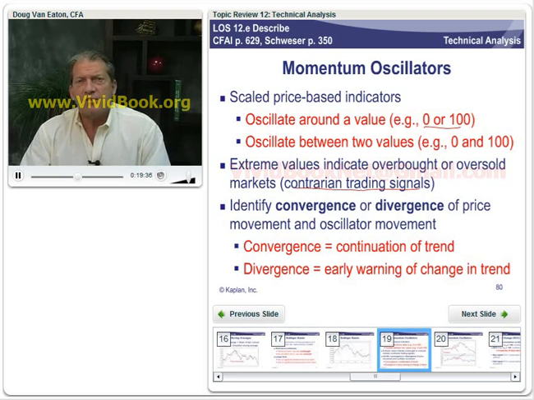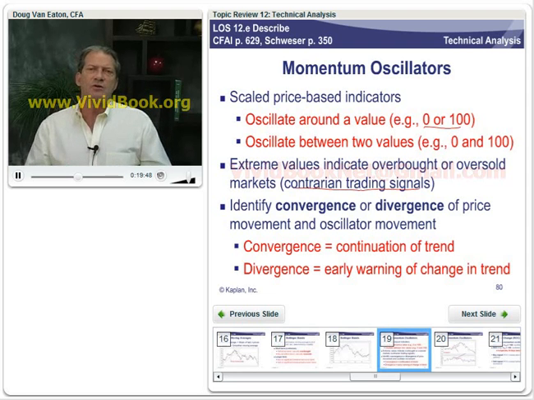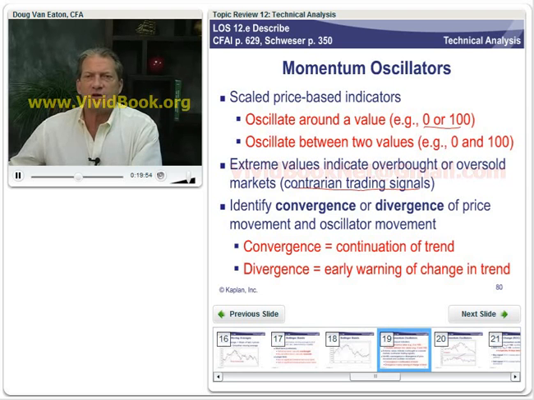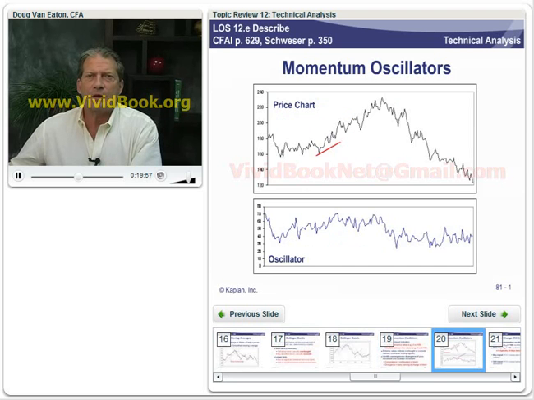Now remember, these are indicators we want to use with something else to identify convergence or divergence of the price movement and the oscillator movement. When they converge, it's an indication that the trend will continue. When they diverge, it's an early warning of a change in the direction of the trend. So here we have a price chart and an oscillator. And we've got an oscillator going between 0 and 100, I guess, and we see an uptrend here marked by this line, and we see a downtrend in the oscillator. And so that would indicate divergence and a change in the trend.